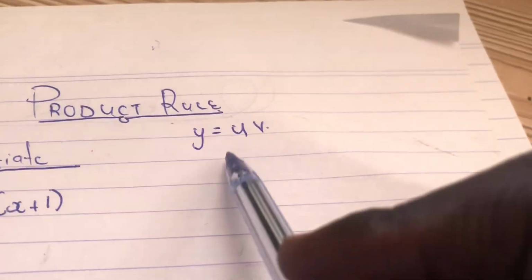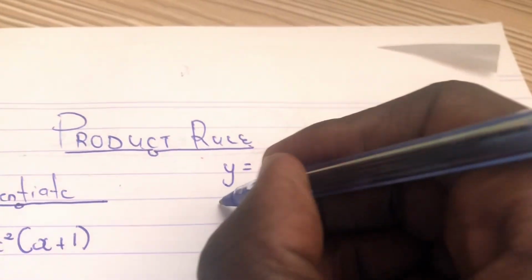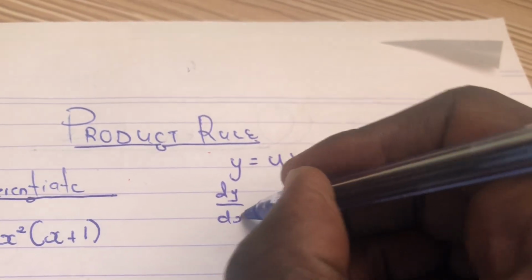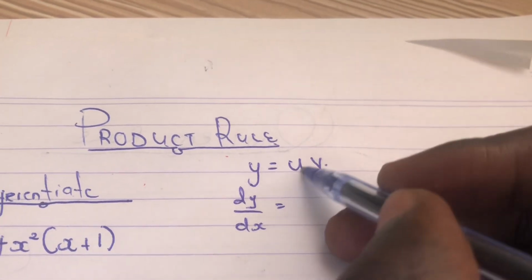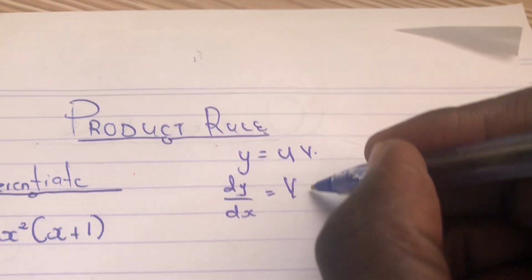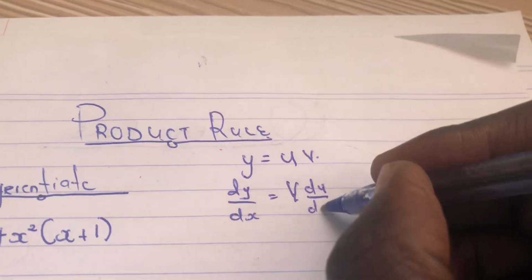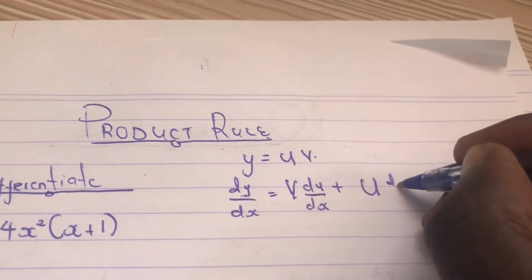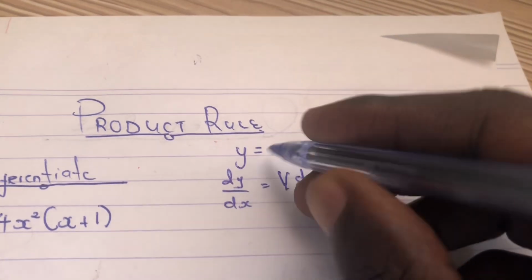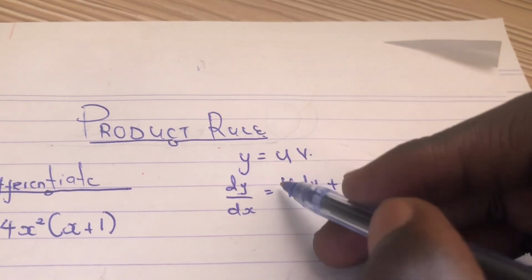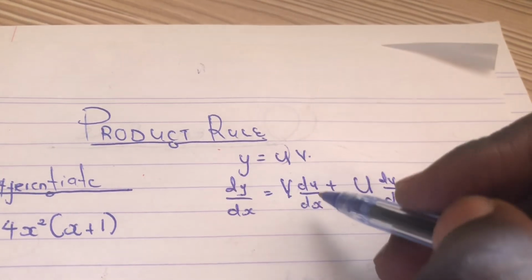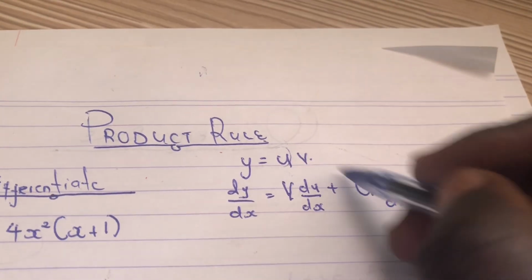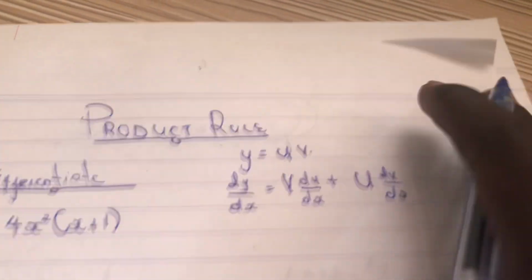So in case you have u and v, how do you differentiate it? dy/dx will equal: you first leave v and differentiate u, and then you add: you leave u and differentiate v. So you first leave v constant and differentiate only the first one, and then you leave u constant and differentiate the second one.